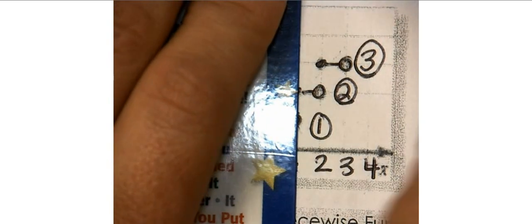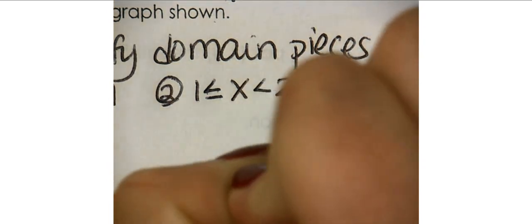The second piece is right here in the middle. I'm going to bring this right on over. And the only values that are being touched looks like it's from 1 to 2. 1 has a closed circle, and 2 has an open circle. So my domain is going to be 1 is less than or equal to x, which is less than 2.